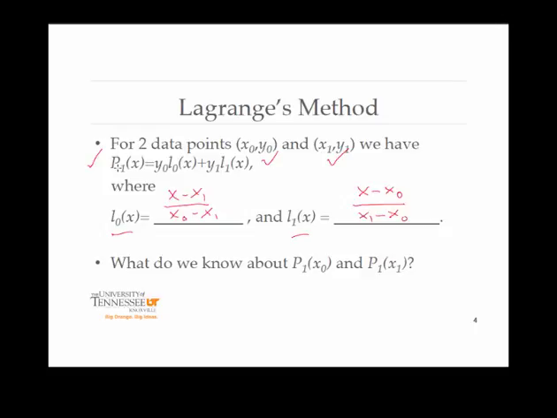For P1 of x, L0 of x is linear, L1 of x is linear. For P2 of x, L0 of x would be a quadratic, and L1 of x would be a quadratic. So we would know how many product terms we would have. There's only 2 data points, so L0 of x will have to be of the form x minus x1 over x0 minus x1. Remember, the j can't be equal to 0. This is the j term.